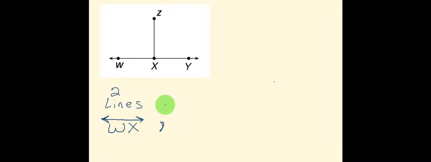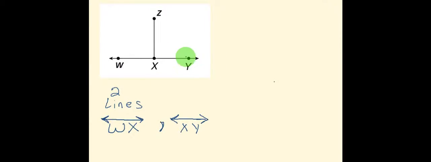My second line, I could choose any other 2 points here. I could choose a W and a Y, or I could choose X and Y. So let's go ahead and choose X and Y here. The other line I see passes through points X and Y, and I'll put an arrow on the other side as well. Cool, so those are my two lines.